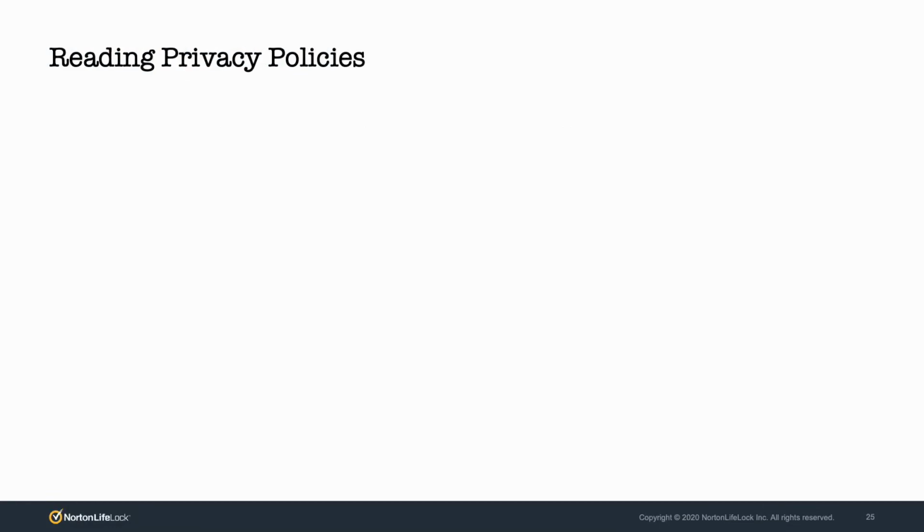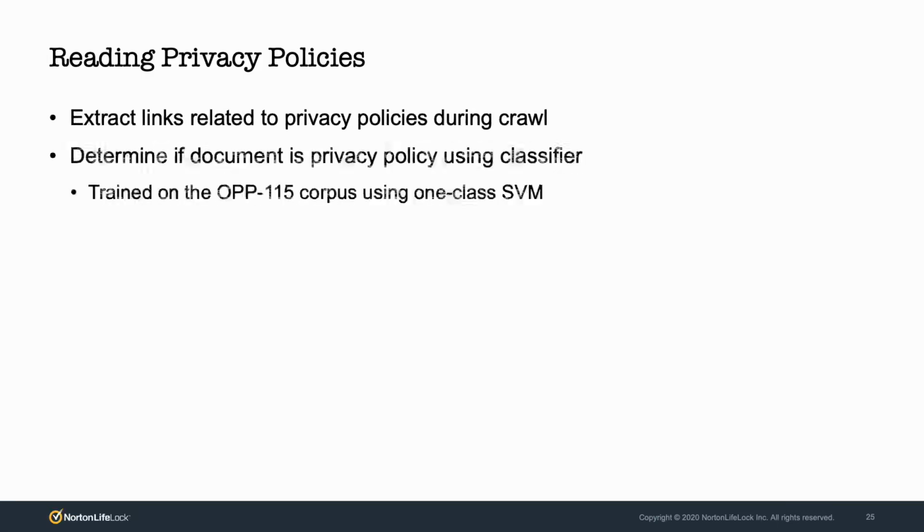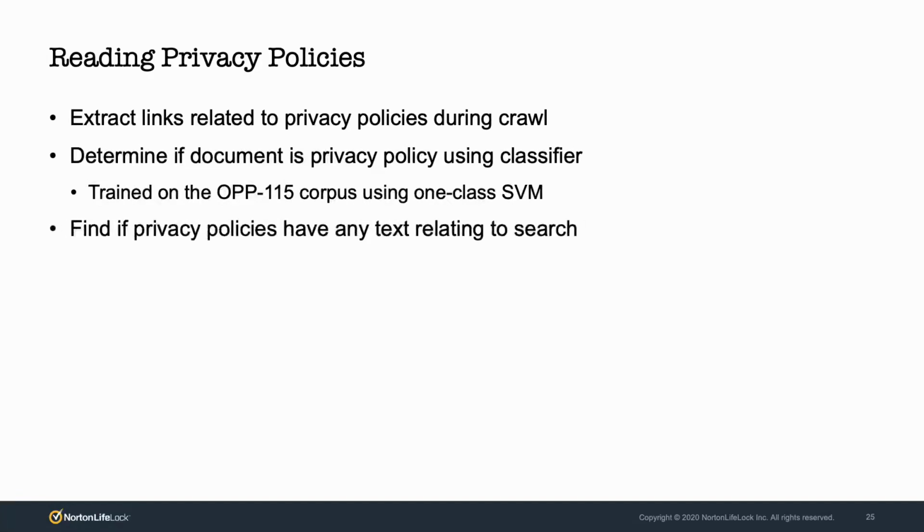We wanted to know whether users were informed that their search terms might leak to third parties. In order to do this, we extracted links to the privacy policies during our crawl. We then determined if the documents were actually privacy policies using a classifier, which we trained on the OPP-115 corpus using a one-class SVM.